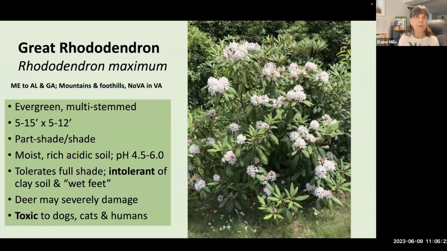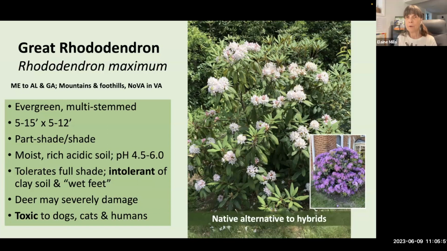Great rhododendron, Rhododendron maximum, also known as rosebay rhododendron, is another of our native evergreen shrubs, multi-stemmed, ranging from 5 to 15 feet in height. It's another one that distinctly prefers part to full shade. It is also growing best in soil with a pH of 4.5 to 6.0, a great native alternative to the hybrid rhododendrons, and nice to use in shady shrub borders or on woodland margins.